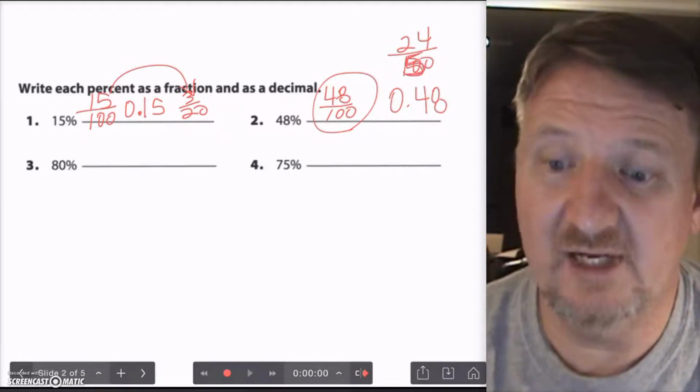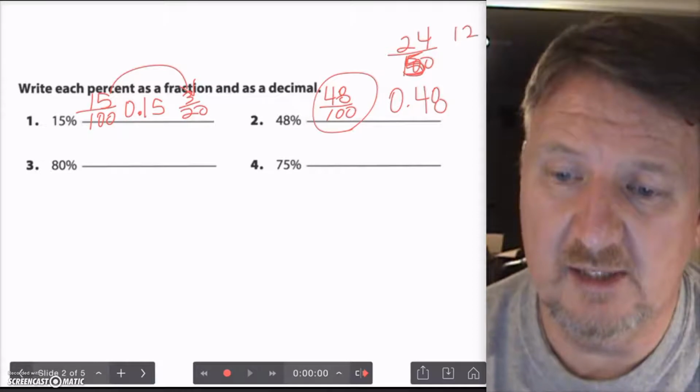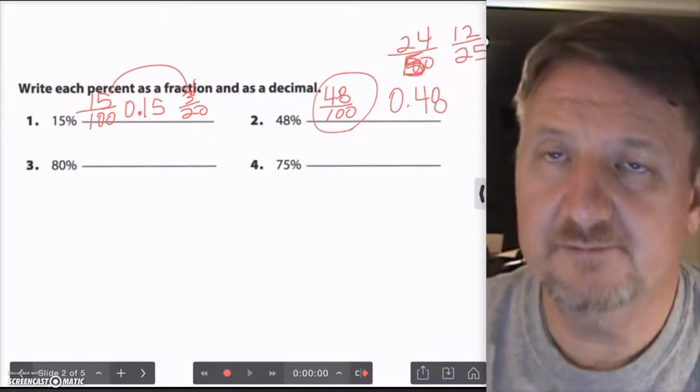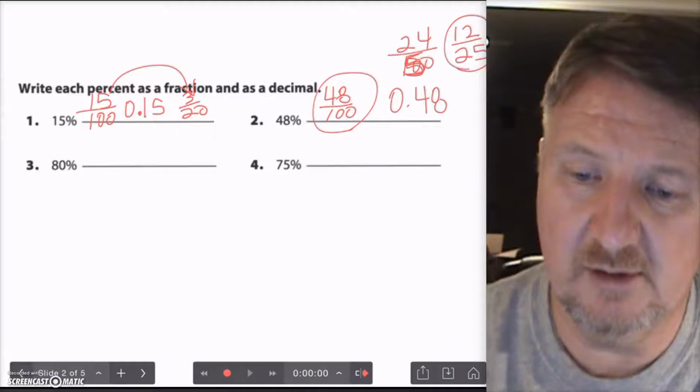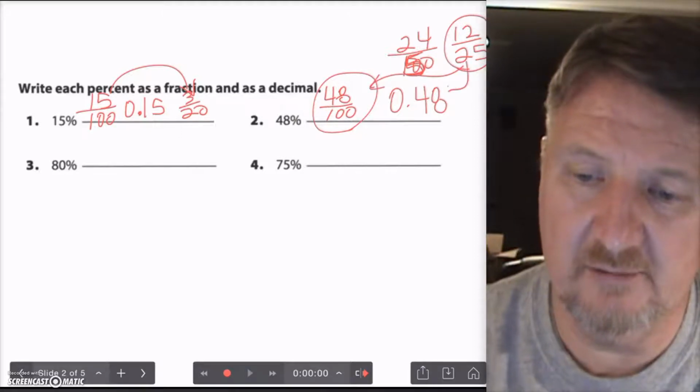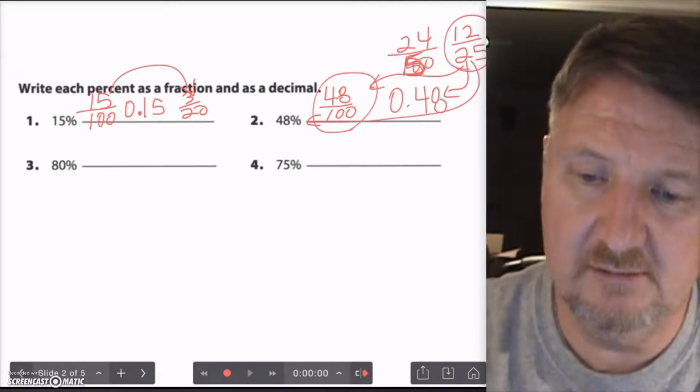Okay, 24 over 50, I can still divide that by 2 and get 12 over 25. So that would also be equivalent to this, and equivalent to this, and equivalent to that.